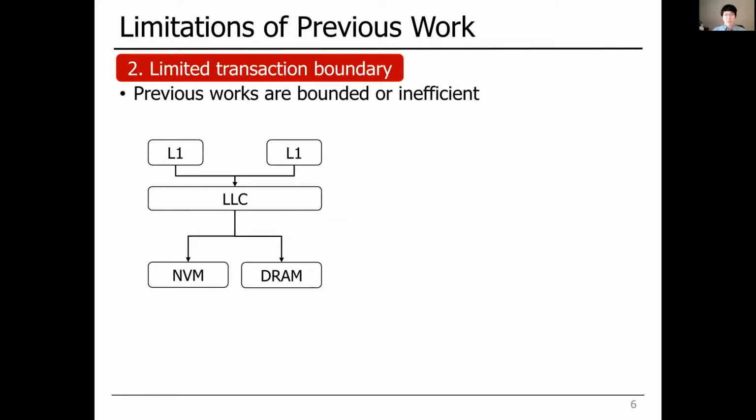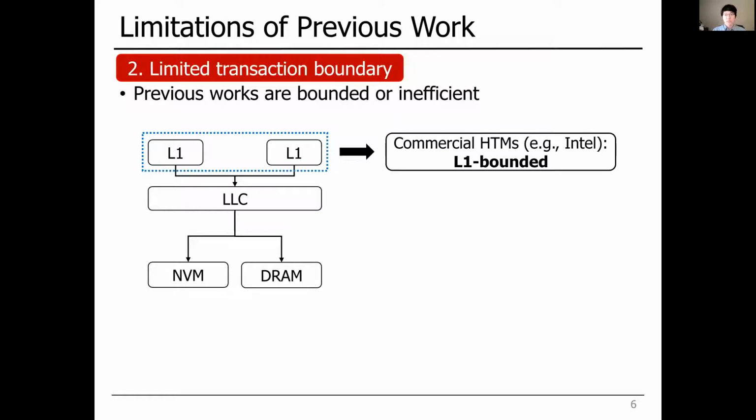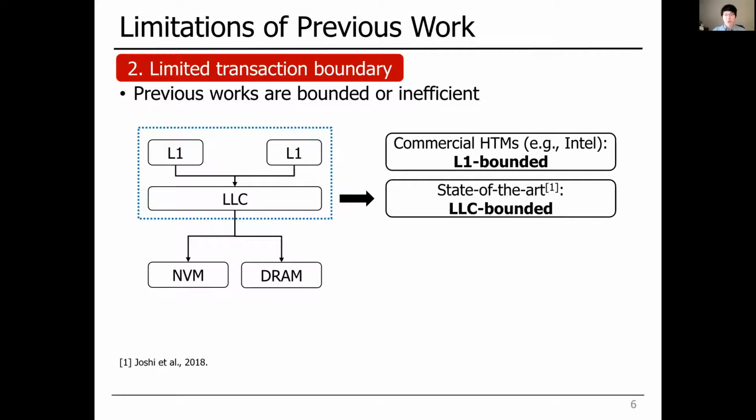The second limitation is its boundary. Commercial HTMs only allow speculative data to be placed in the L1 cache, so they cannot support transactions exceeding this boundary. Furthermore, even the state-of-the-art durable HTM, which extends the boundary to LLC by modifying the cache coherence protocol, is bounded by the on-chip cache size, since the cache coherence only works within the cache boundary. Unfortunately, LLC is not a safeguard. Persistent applications tend to increase their data size, and virtualized environments exacerbate contention in LLC, which can lead to cache overflow.